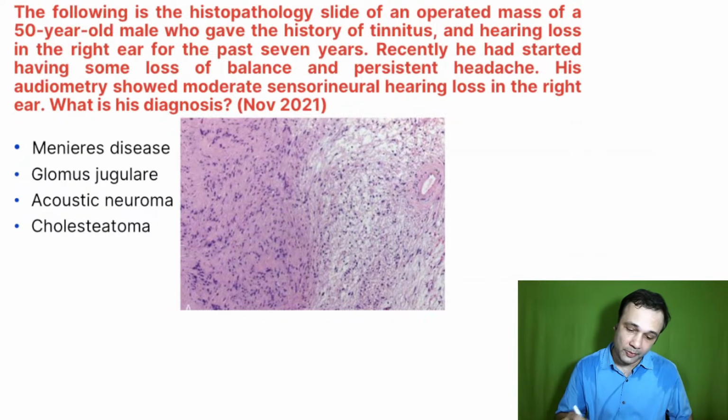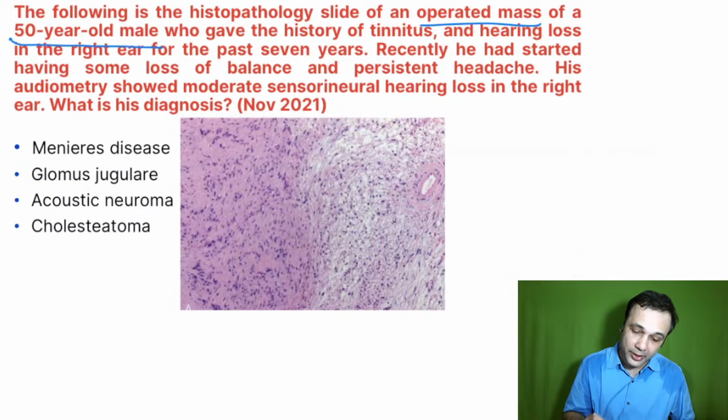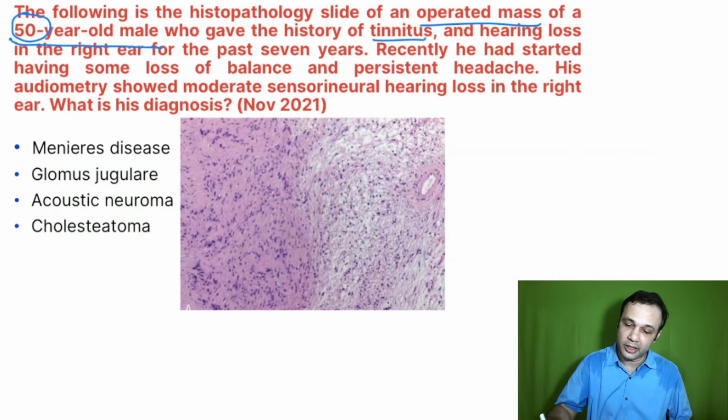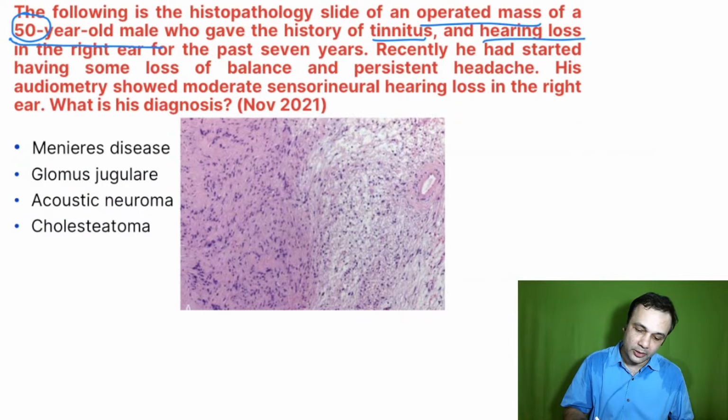But let's not look at the image for the time being. Following is the histopathology slide of an operated mass. The patient has been operated on, a 50-year-old man who gave a history of tinnitus and hearing loss in the right ear for the past 7 years.